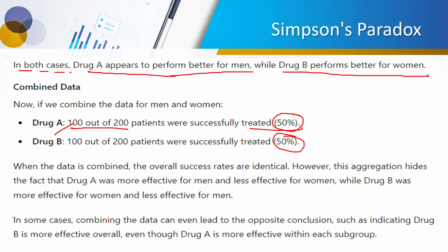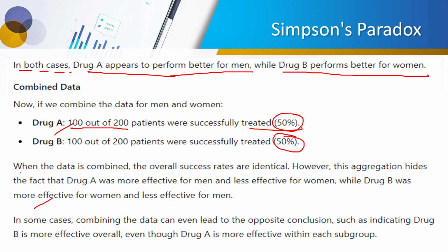Initially we are saying that we have very good results for drug A and drug B for men. But now when we are combining all the patients, the percentage is reduced to 50%. So this is considered Simpson's paradox. Is it clear? When we are combining two sets, at that time your correlation is reduced. That's what they want to say.